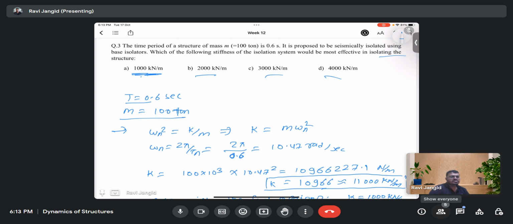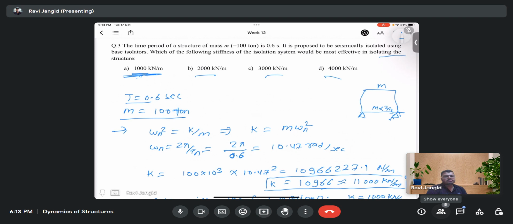Keeping the mass constant, the mass is 100 ton, meaning both superstructure and base isolation. In the base isolated structure we have the base mat, with mass m, so you can take some percentage of that mass as the base mass, some 2 by 3 or 1 by 3, and using that you can calculate the time period. Which one would give you the higher time period? Obviously when you consider option A, 100K.